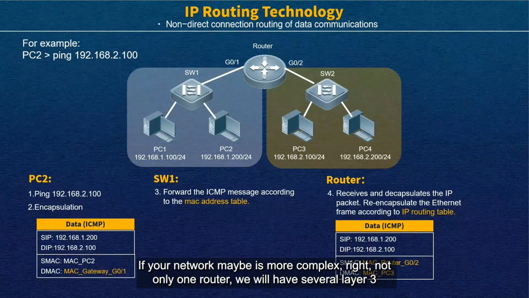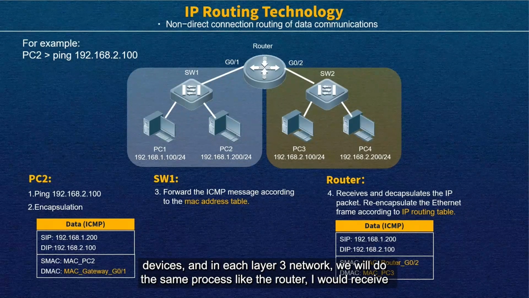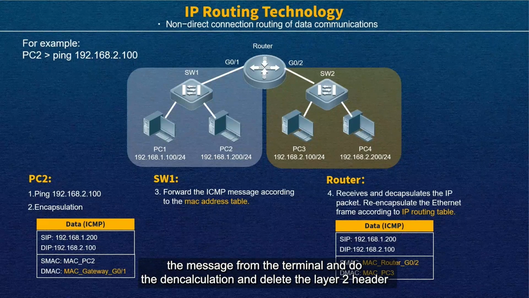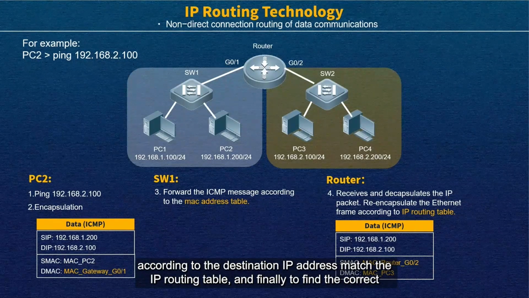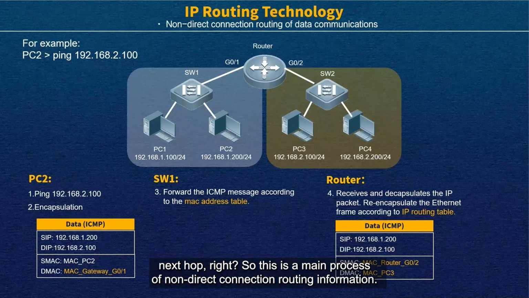If your network is more complex, right, with not only one router but several layer 3 devices, in each layer 3 device we will do the same process as the router. I will receive the message from the terminal and do the de-encapsulation, delete the layer 2 header, match the destination IP address against the IP routing table, and finally find the correct next hop, right? So this is the main process of non-direct connection routing.